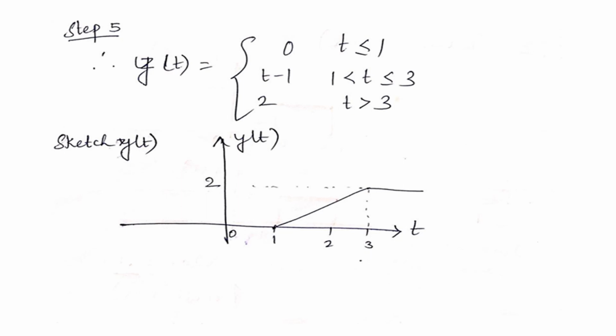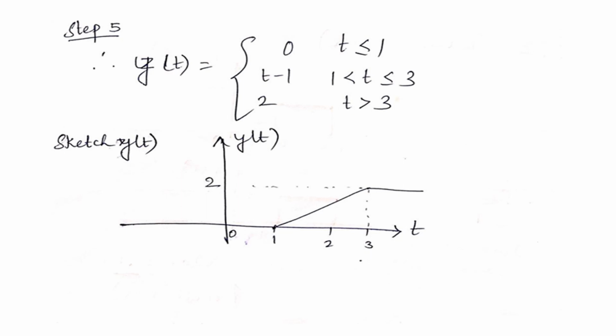So on consolidating all the answers in step 5, we have y of t which is 0 for t less than or equal to 0. We have taken care of all the cases, that is, it's 0 for t less than or equal to 0, when the rectangular pulse was totally on the negative side. Then slowly gliding partly to the positive and partly to the negative, we got t minus 1, and completely shifting to the positive side, we got 2.